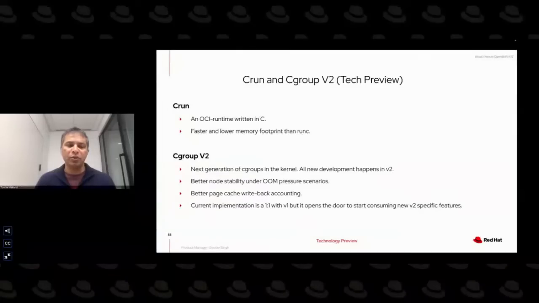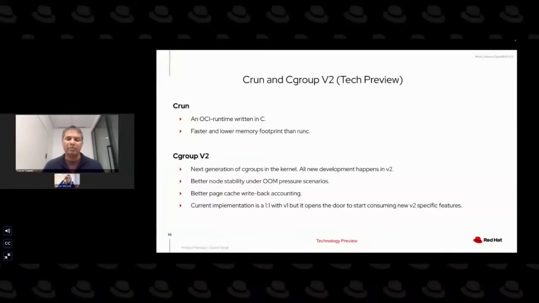With cgroups v2, which is the next generation control plane in the Linux kernel, we are introducing that also as tech preview. With that, you get better node stability for out of memory pressure scenarios. You get better page caching and write-back accounting. The current implementation is one-to-one with v1 in terms of feature compatibility, but we will slowly roll it in so that you can start consuming the new v2 specific features. So give both of them a try in 4.12, and give us some feedback.